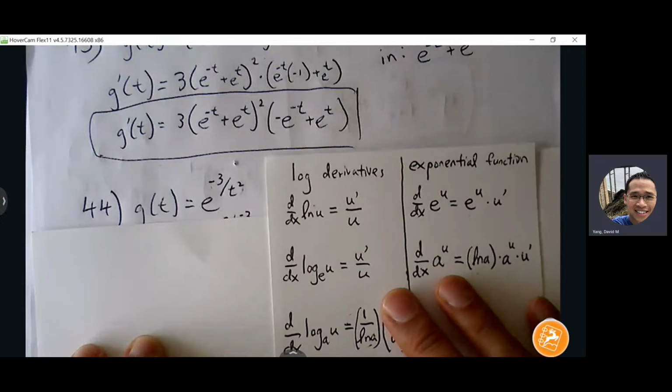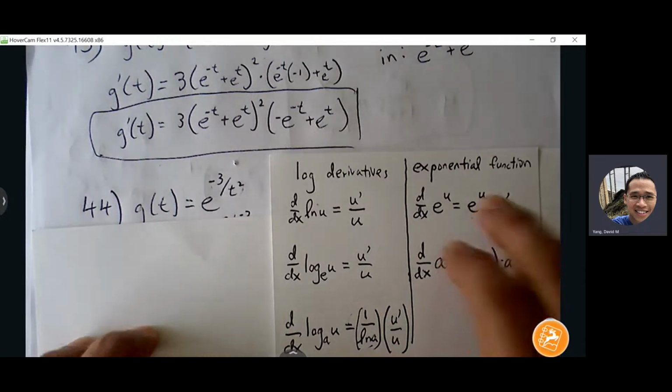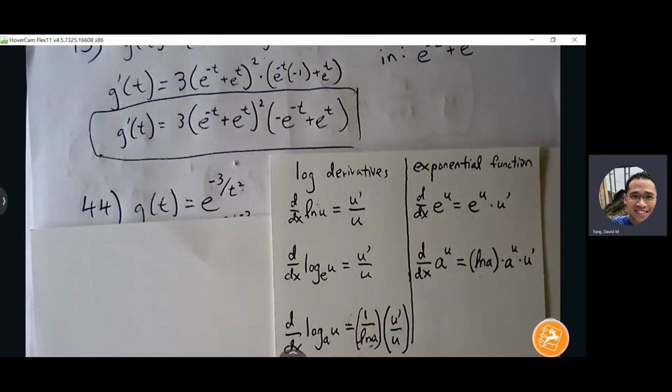So 44 looks like we can jump directly into our rule for e to the u times u prime. But there's something we can do so that maybe our u prime can be a little bit easier for us to work through.